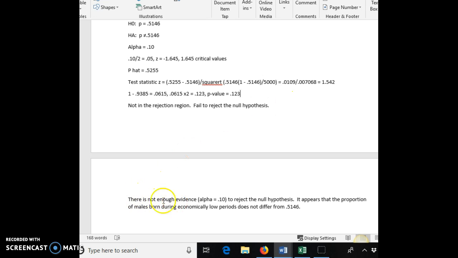We could say right here, though, there's not enough evidence. We can change this to a p-value of 0.123. Not enough evidence to reject the null hypothesis. Again, our result is the same whether we're using our original critical values or using the p-value approach.